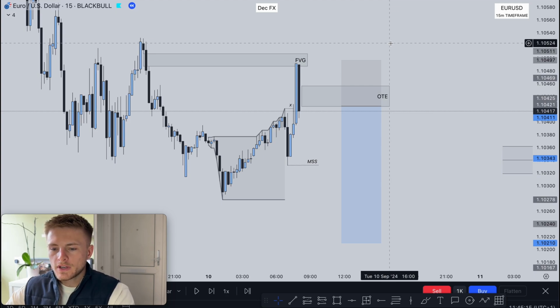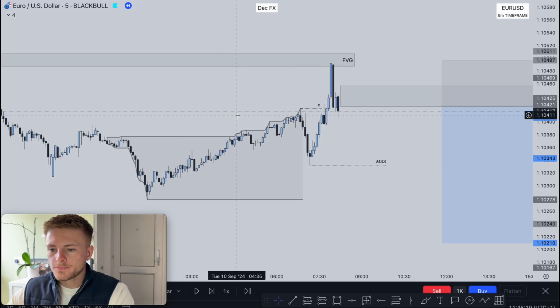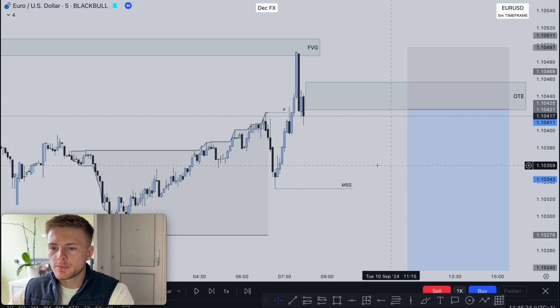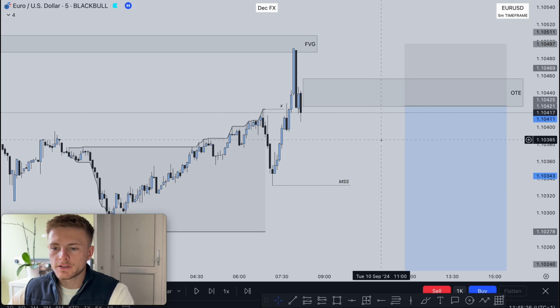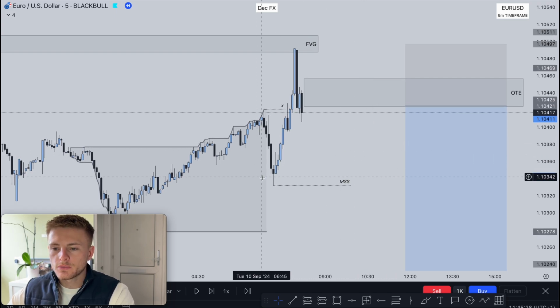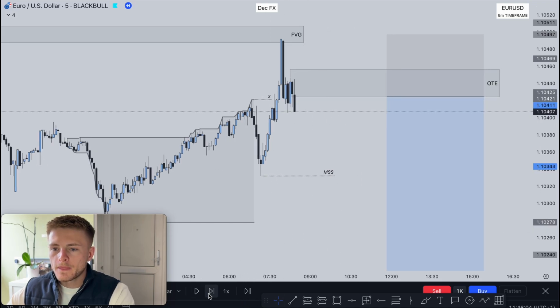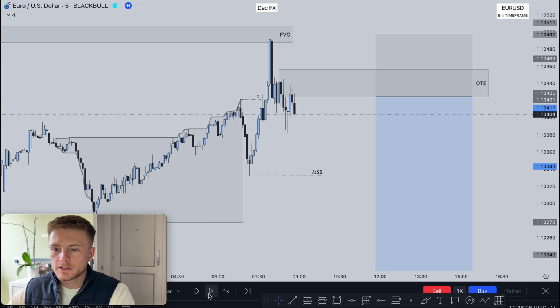So for this setup, if I go into the 5 minute, our last major bit of structure that I would consider as a market structure shift would have been this area that I've got marked up here. So if I carry on playing price forward, we can see price does start to come back down.